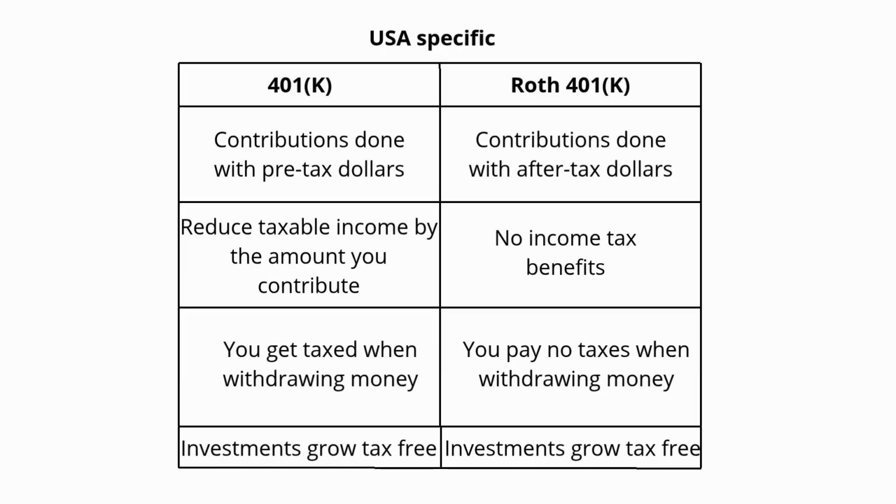In the normal 401k, you can reduce taxable income by the amount you contribute, and in the Roth one, there's no income tax benefits. The biggest difference is here. In the normal 401k, you get taxed when withdrawing money, and in the Roth 401k, you pay no taxes when withdrawing money. And in both of these accounts, your investments grow tax-free.